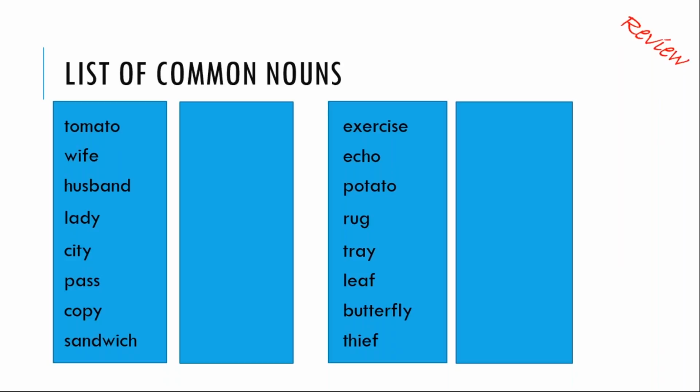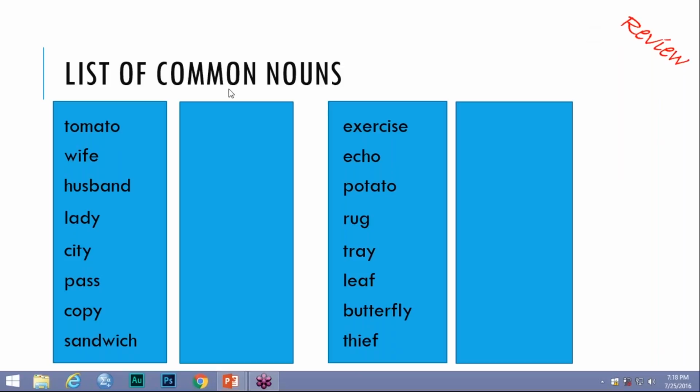So we have tomato, wife, husband, lady, city, pass, copy, sandwich, exercise, echo, potato, rug, tray, leaf, butterfly, thief. Okay, so we have all of those. And then now we're going to do our irregulars.